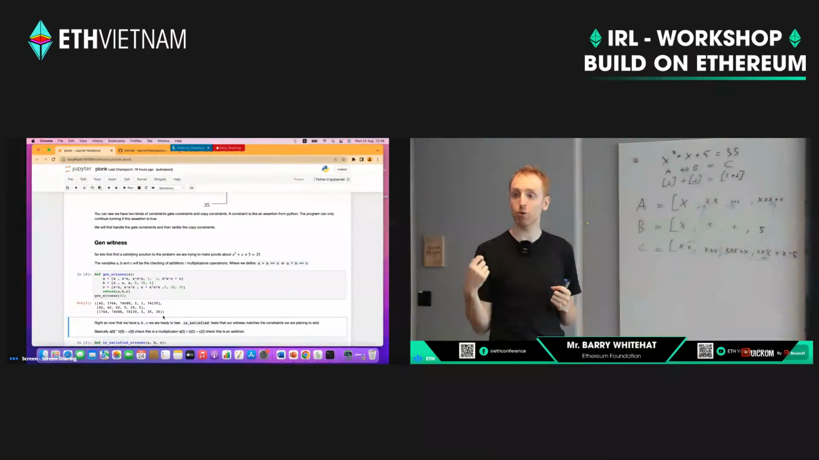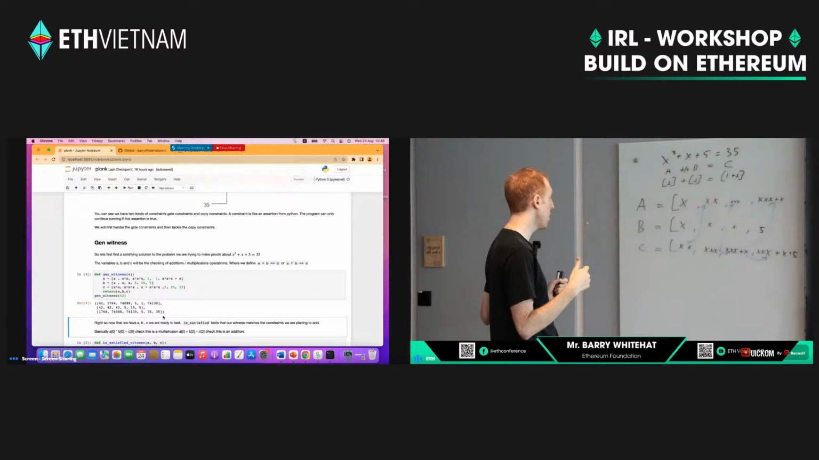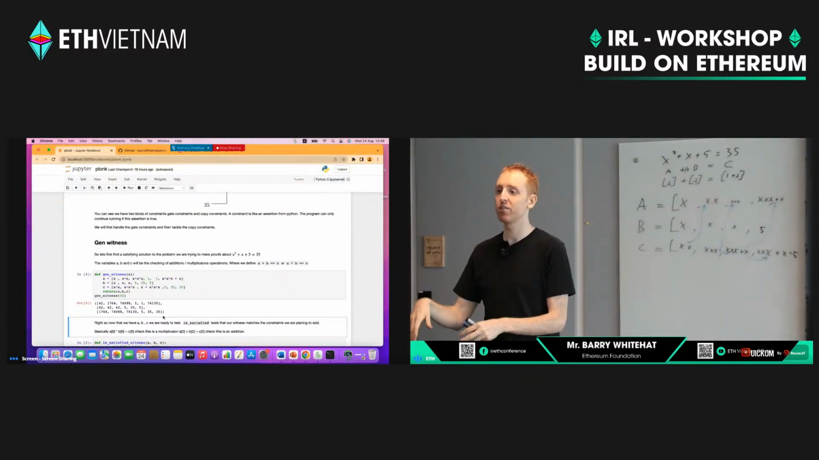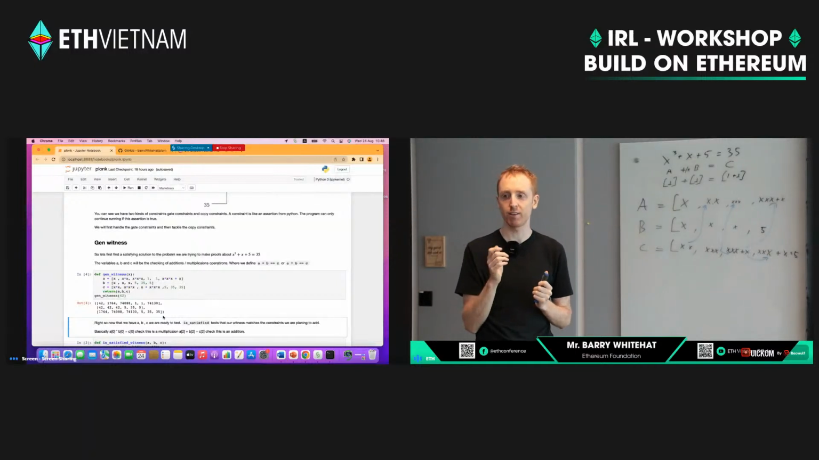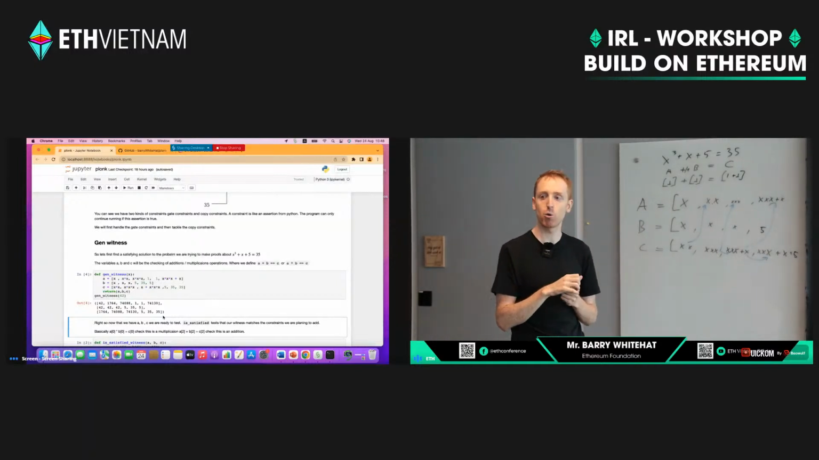Our judge has a really short attention span, but we are able to tell the judge, hey, because this is true, this is true. And this is copy constraints. And that's an important thing to remember.